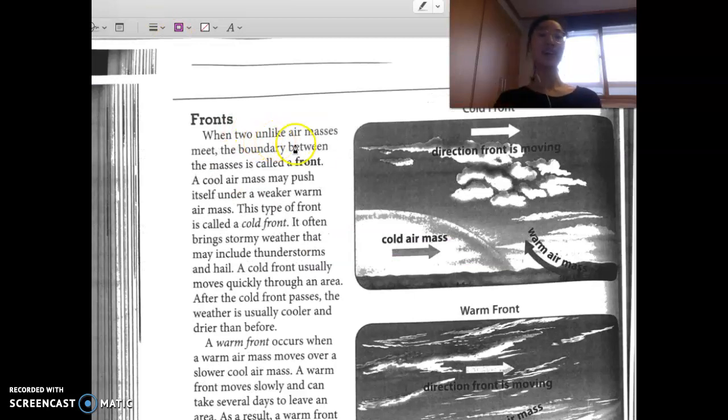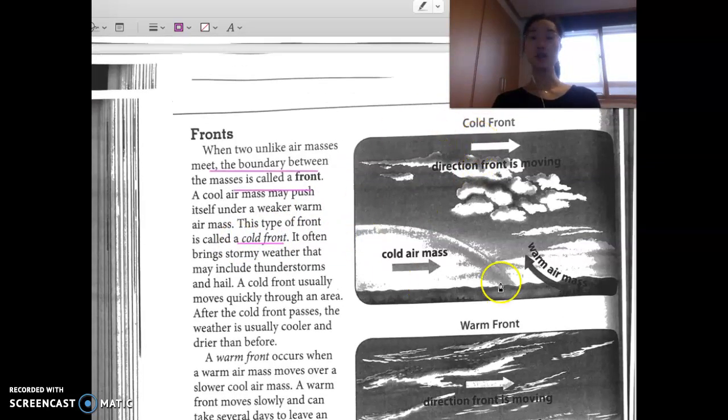Fronts. When two unlike air masses meet, the boundary between the masses is called a front. A cool air mass may push itself under a weaker warm air mass, and this type of front is called a cold front, as you can see in this demonstration. The cold air mass over here is pushing under the weaker warm air mass. It often brings stormy weather that may include thunderstorms and hail. A cold front usually moves quickly through an area. After the cold front passes, the weather is usually cooler and drier than before.